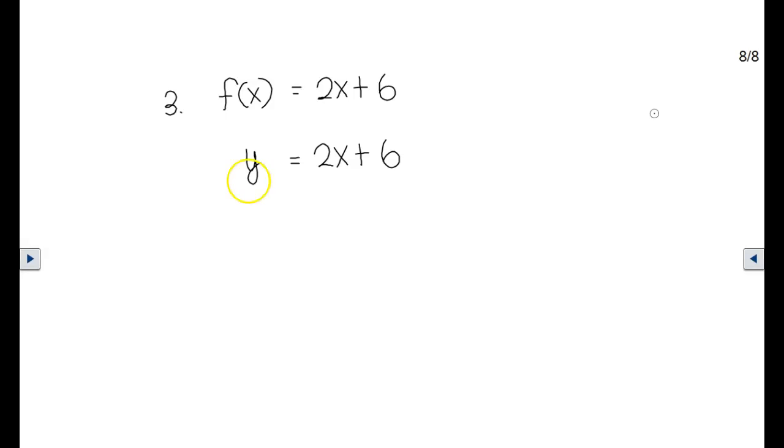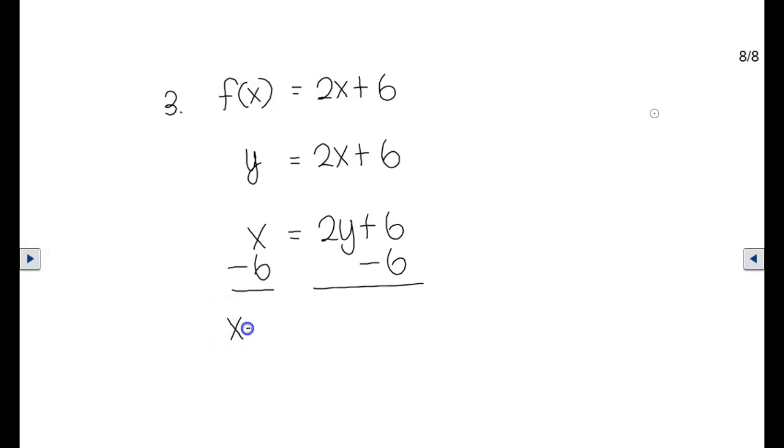Step 2 is to reverse the x and the y variables, switch the x and the y variables. So this is going to be x equals 2y plus 6. Step 3 is to solve for y. So I want you to look what we have here. We have 2 times y plus 6. The first thing we'll do is get rid of this plus 6. So we'll do minus 6 on each side first.